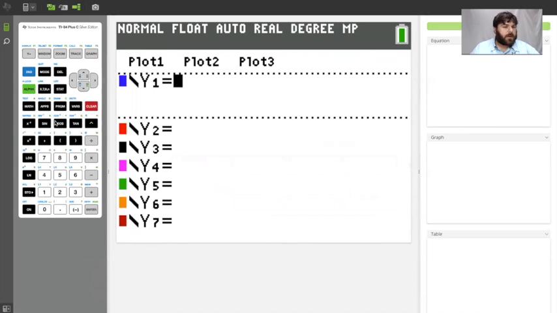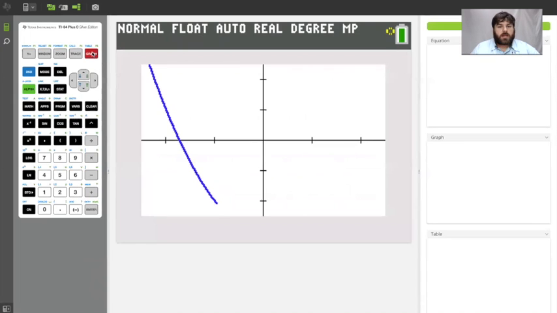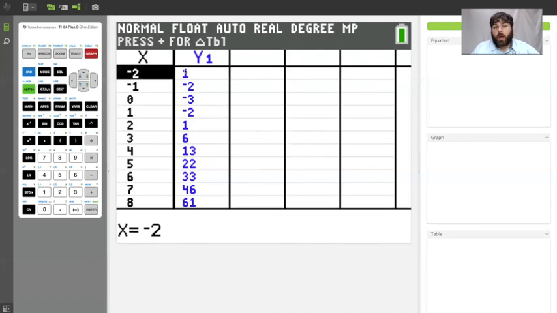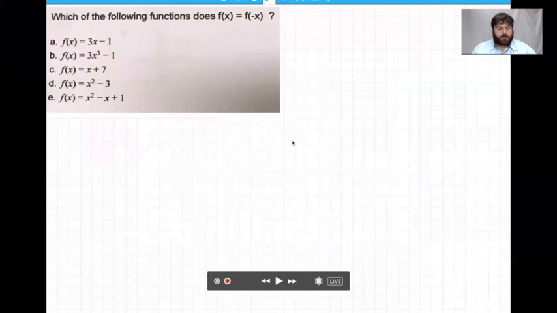So if I typed in x squared minus 3, you would see, first of all, from the graph, it's symmetrical on both sides, okay? That means that it's even. Also from the table, just look at when I plug in negative 2, I get a 1. When I plug in 2, I get a 1. When I plug in negative 1, I get the same thing as when I plugged in 1, right? When I plug in 5, I get the same thing as when I plug in negative 5. See that symmetry? That's what it means to have f of x equal f of negative x. All right, moving on.